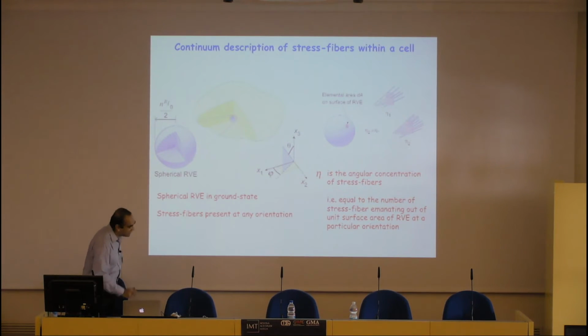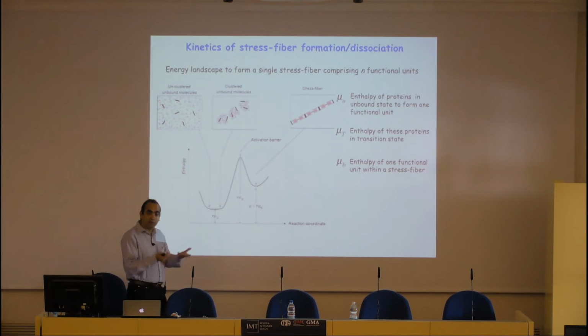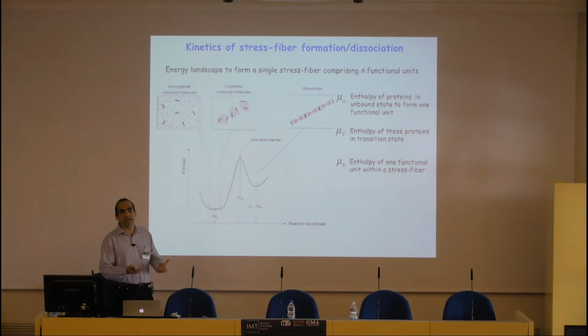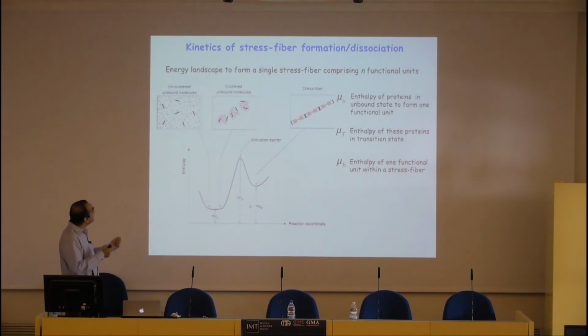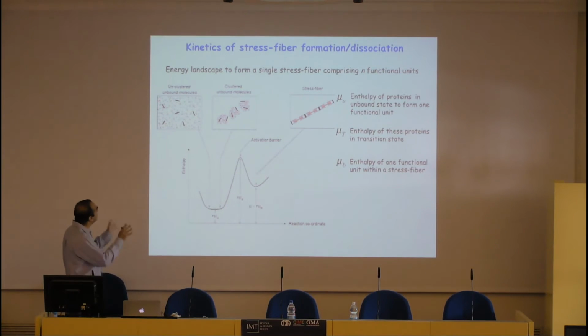So that's standard, and then you say to yourself, these stress fibers need to form. They're forming from the soup of proteins that exists inside the cell. So you need to have some kind of kinetics for the formation and the dissociation of these stress fibers. And remember, at this point we are doing something which is pretty standard, because these are proteins. They're going to follow Boltzmann statistics in some way or the other. So we will use some kind of Boltzmann statistics.